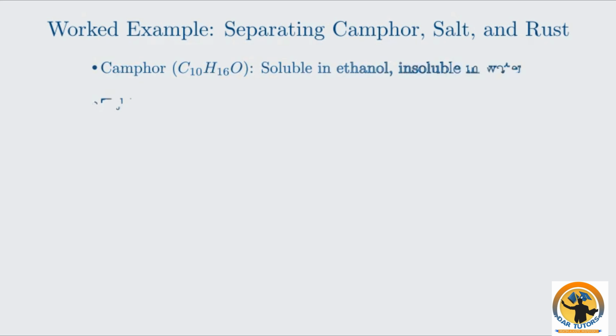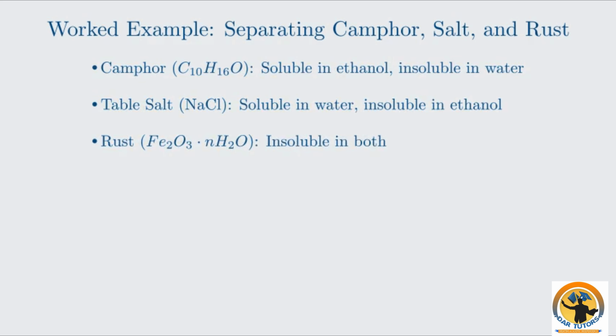To do this, we need to consider the physical properties of our three substances. Table salt is an ionic compound and is soluble in water. Rust is a metal oxide and is insoluble in water. Camphor is a nonpolar hydrocarbon and is insoluble in water, but it is soluble in ethanol. Now we can design a two-step process.